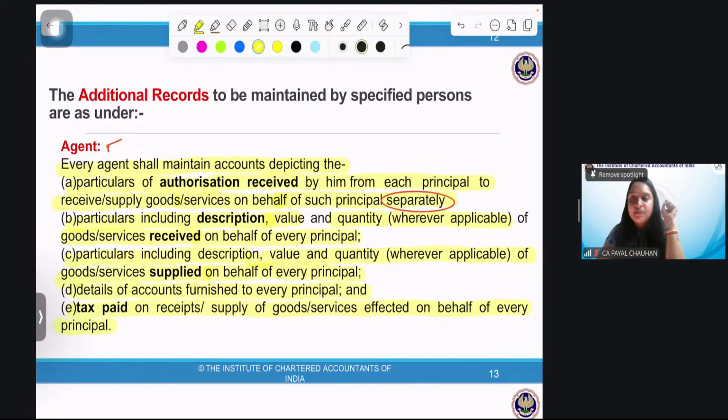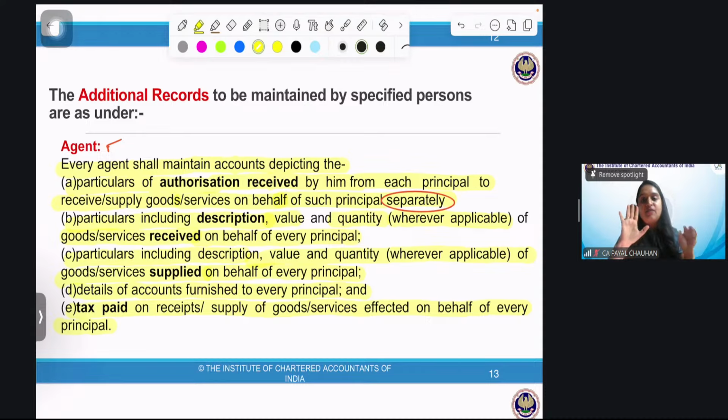I'm your agent. My question to you is: is my registration compulsory under GST, or can I have it in some cases? Okay, separate registration for agent. Every agent shall maintain accounts depicting. So can we revise it like this? I am your agent and you people are the principal.